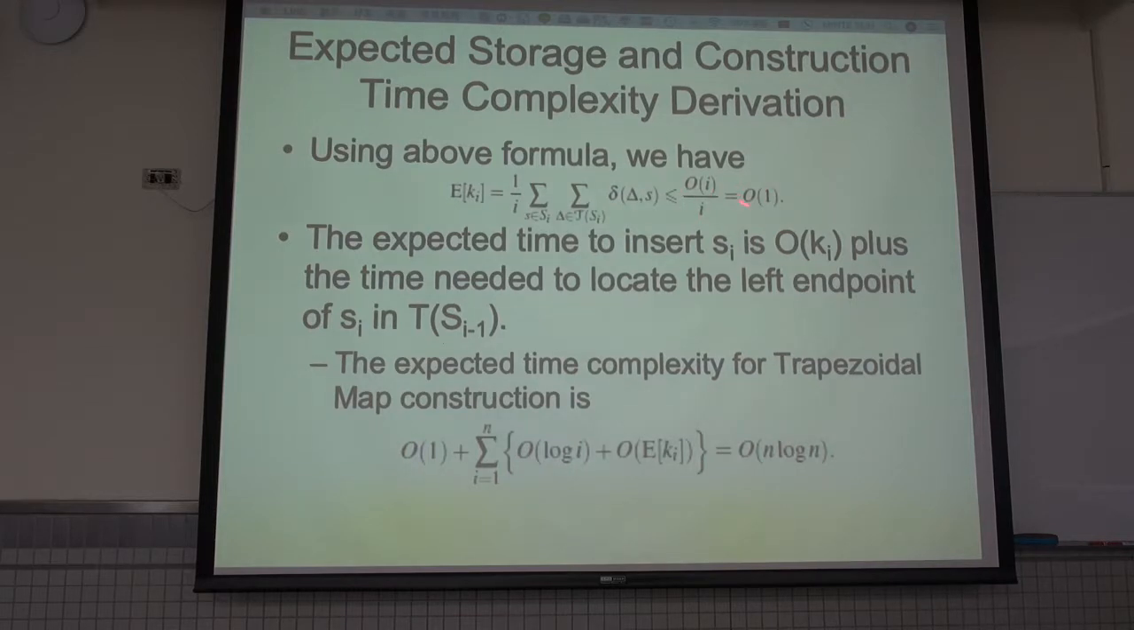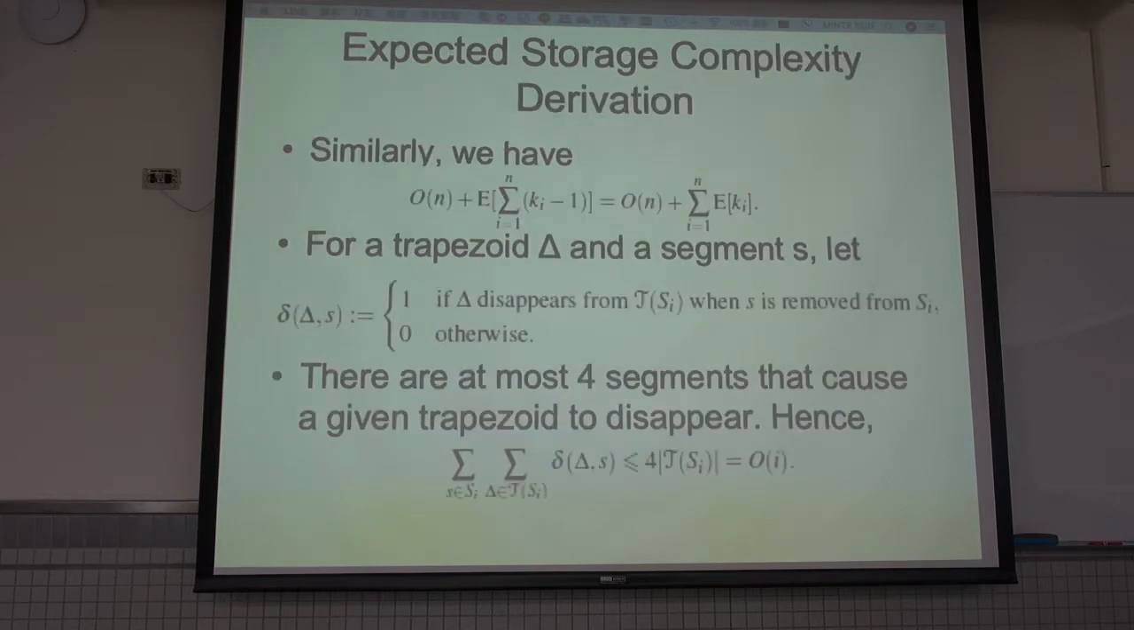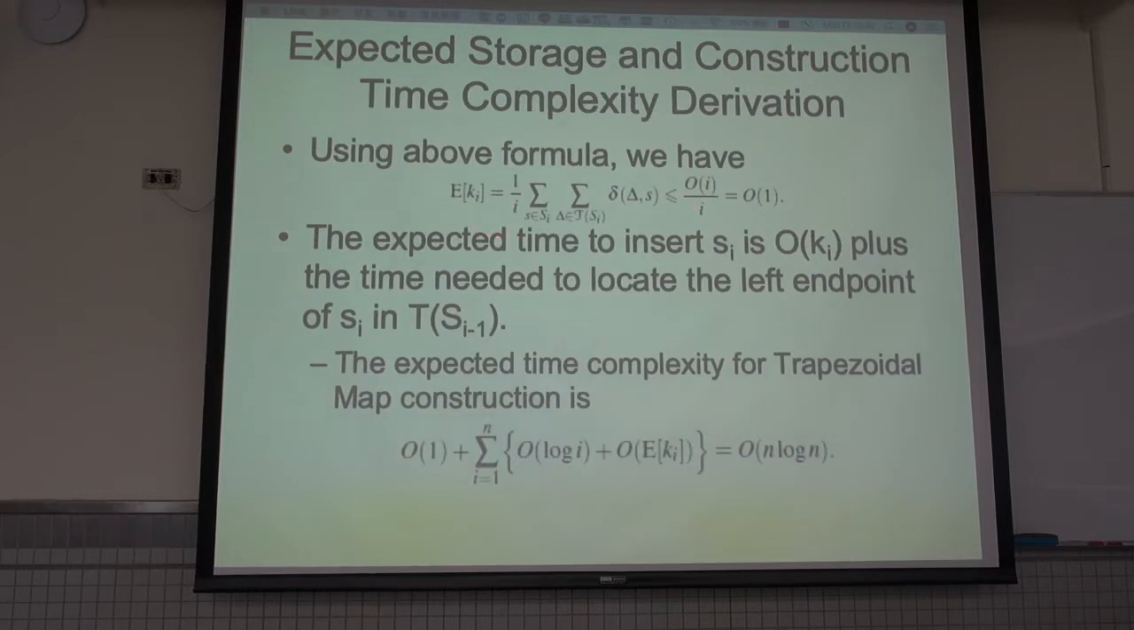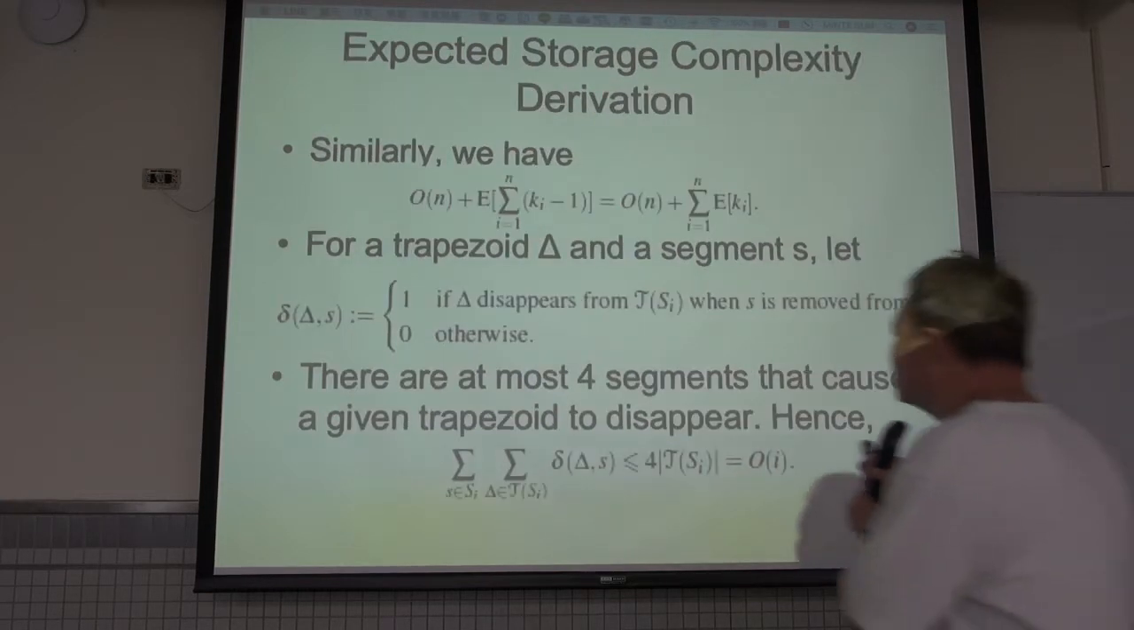This one is roughly constant. So in other words, every time you add a new segment, the number of internal nodes you add to this searchable structure is a constant, on average, or expected. So if that's the case, then you put this back to here.